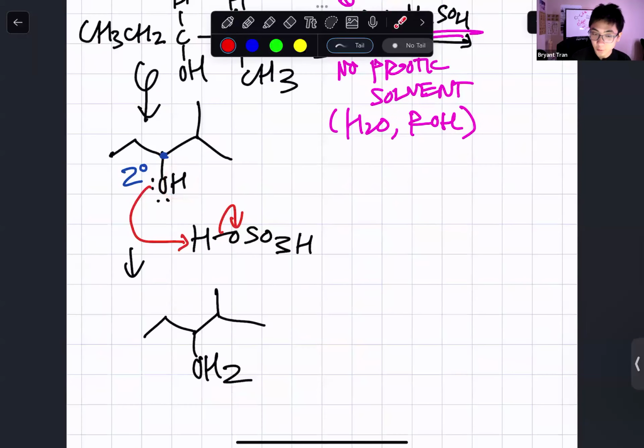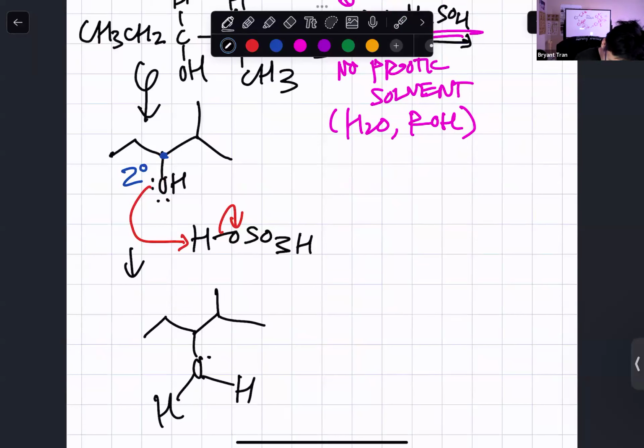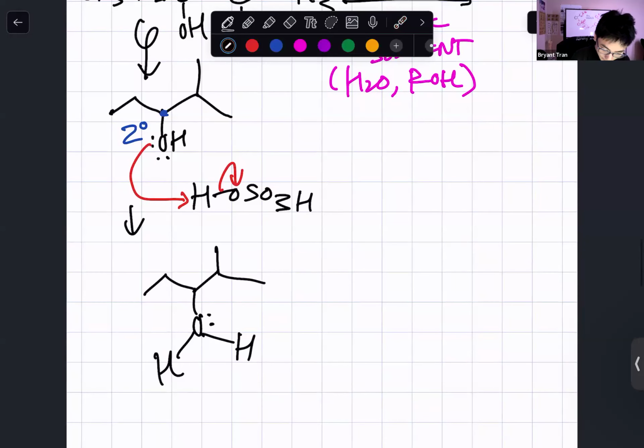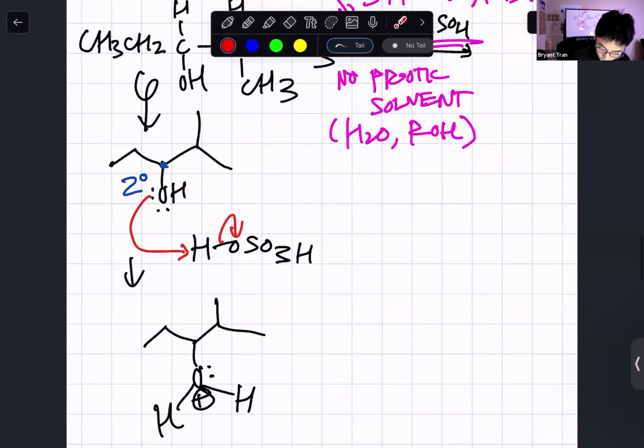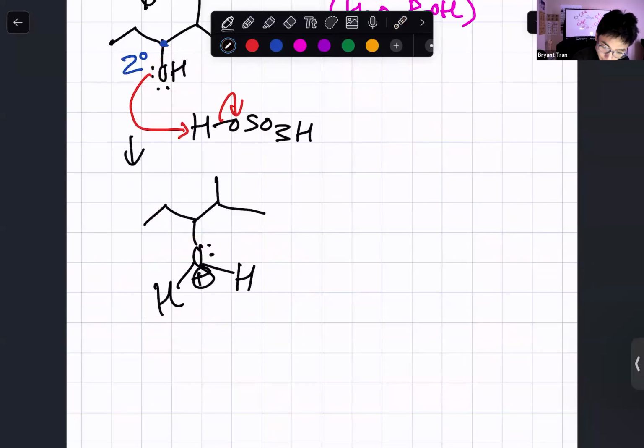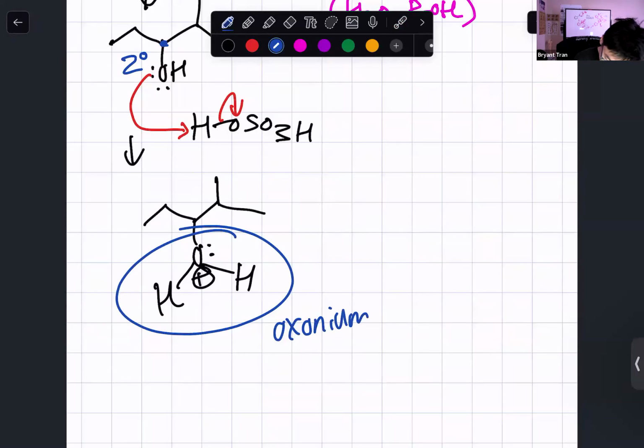Do you know what the formal charge of this oxygen would be when it gains that hydrogen? It might be easier if I drew it out like this. Like, what would be the formal charge of this oxygen here? Isn't it positive? +1, yes. So we turned a neutral functional group into a positively charged functional group. And this right here is what we call an oxonium ion. Right. And this is a good leaving group.